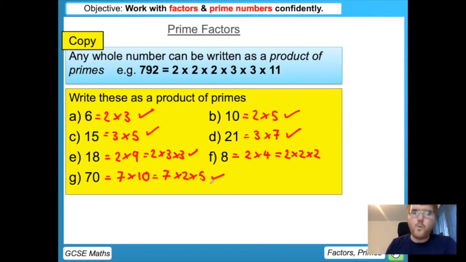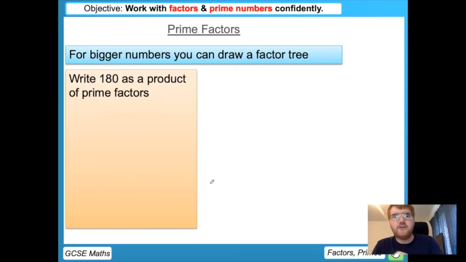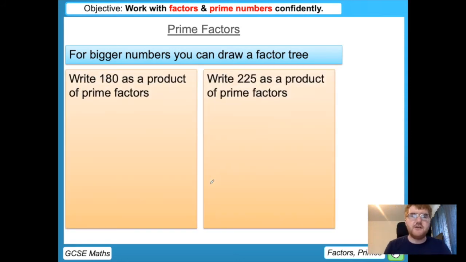Now, so far, we can do this just by looking at numbers and doing it from there. However, for bigger numbers, you need to draw a factor tree. So we're going to do 2 factor trees, 180 and 225. And from there, we can work out the product of prime factors. Now, when I do a factor tree, what I recommend is find 2 numbers that are quite close to each other, as that will save on your branches.